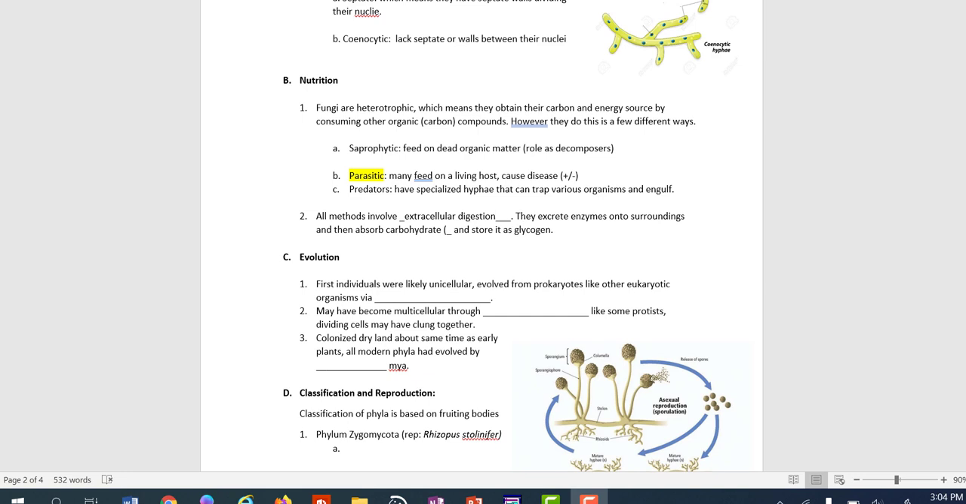At that point, the carbohydrate is glucose, right? So they've broken down the complex carbohydrates, the starches, and the cellulose that make up the plant or animal into glucose, and then absorb that glucose and store that glucose as glycogen.